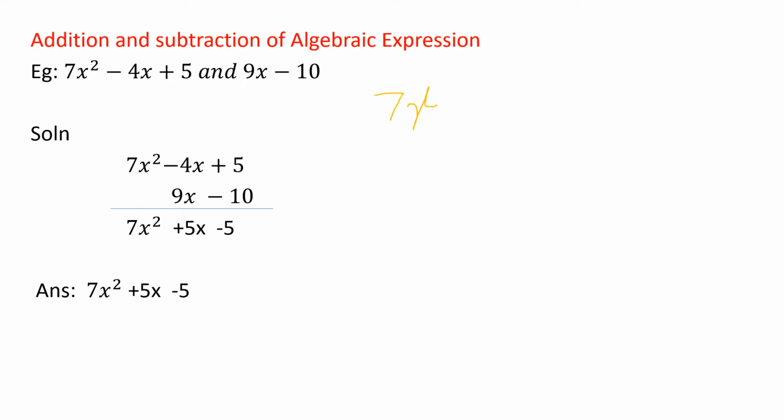If I'm writing 7x square minus 4x plus 5, and I'm asking to add 9x minus 10, how will you do this? You will put the plus symbol, start the bracket and write 9x minus 10. Next, what will you do? You will write 7x square minus 4x plus 5.